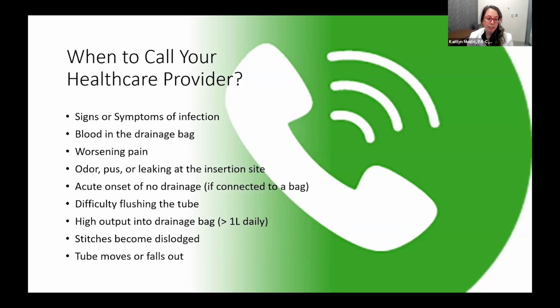If there's, again, an acute onset of no drainage and your tube is connected to a bag, we worry then that it's potentially clogged and you could end up developing cholangitis. Also call if you have any difficulty flushing the tube, or high output drainage into the bag over a long period of time. For a while, sometimes this will happen and your healthcare team can advise you on what they're expecting. But if there's a high output daily, this can cause electrolyte imbalances, so your team really needs to know.